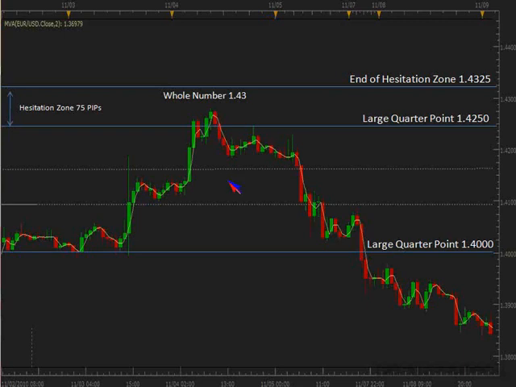But what I wanted to talk about today is how a trader could recognize some signs of what I call an unsuccessful transition into a new large quarter.